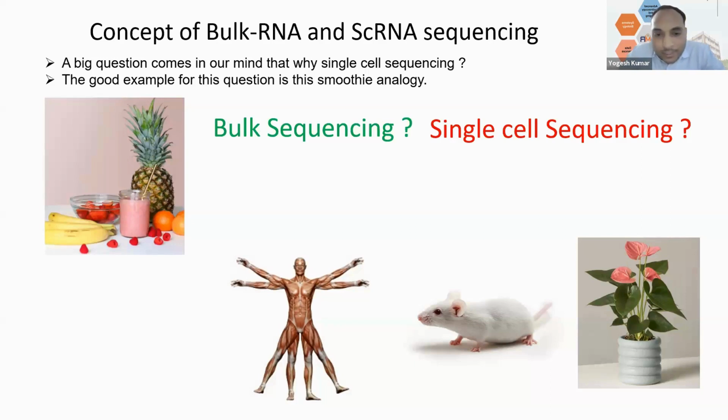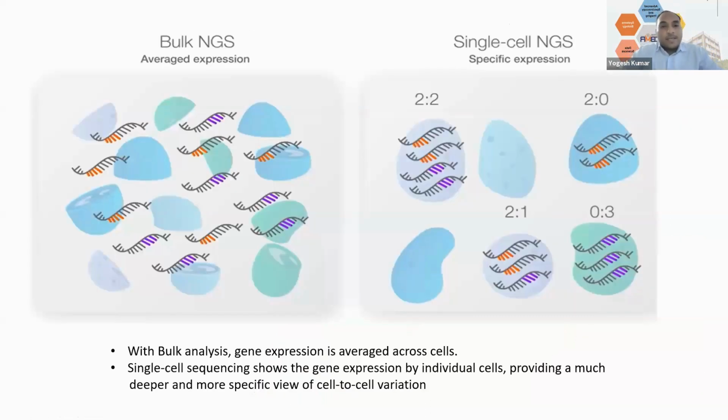So what organism can you sequence? You can sequence human, mice, plants, anything. Let's understand with this example the difference between single cell and bulk RNA. Bulk RNA gives you only the average expression of all the genes. You can see these are all cells, and these different colored shapes are considered as cells. And these are the genes which are showing the expression in combination, right?